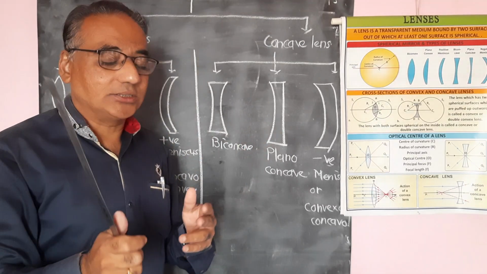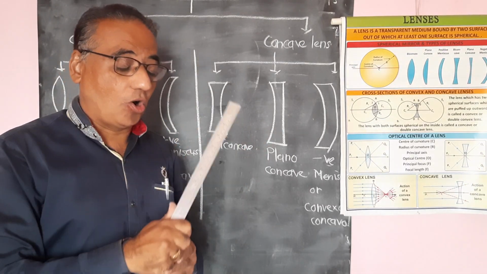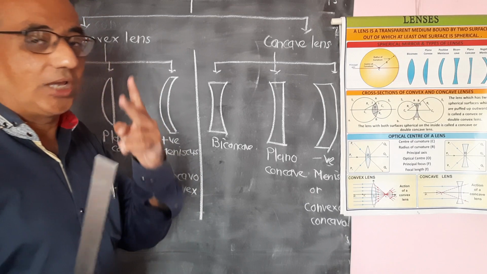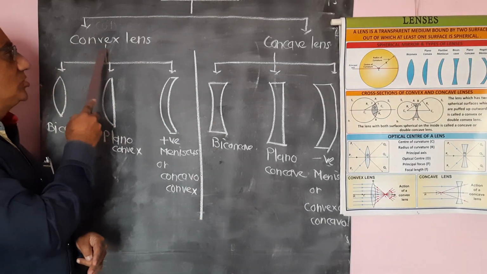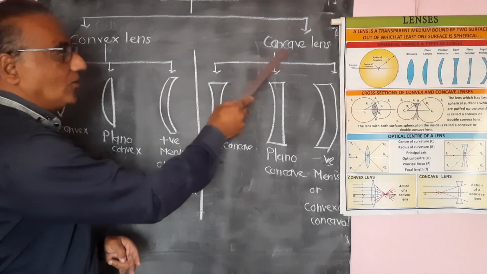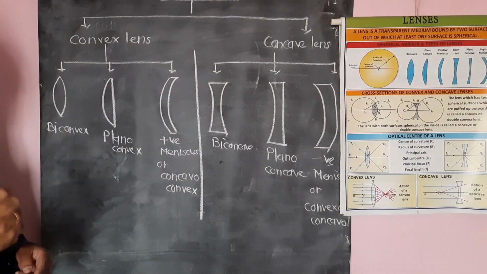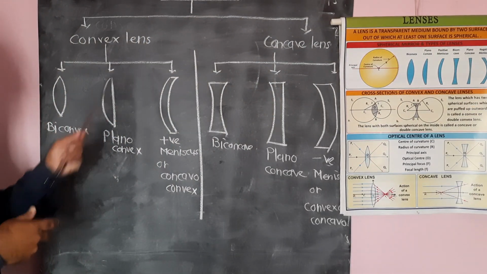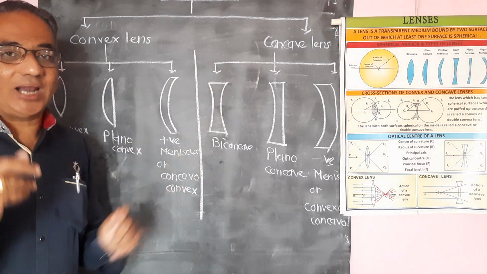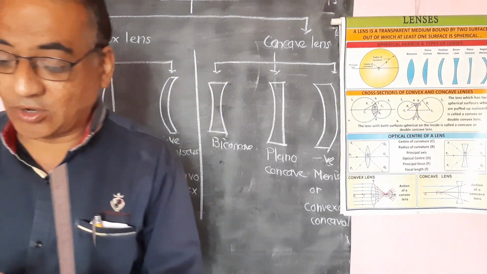Now when we consider the types of lenses, there are two types of lenses. The first one is known as the convex lens and the second one is known as the concave lens. Before seeing the different types of convex lens and concave lens, let us try to understand what is meant by convex lens.